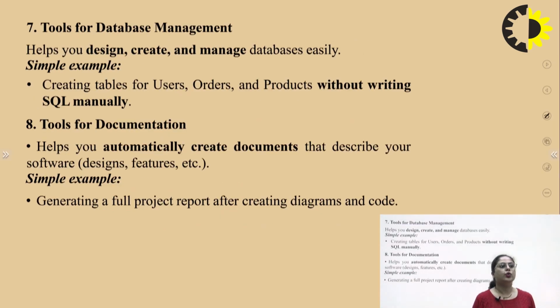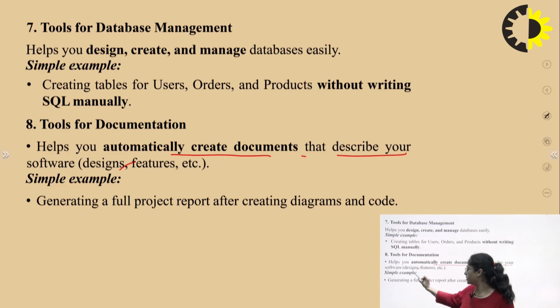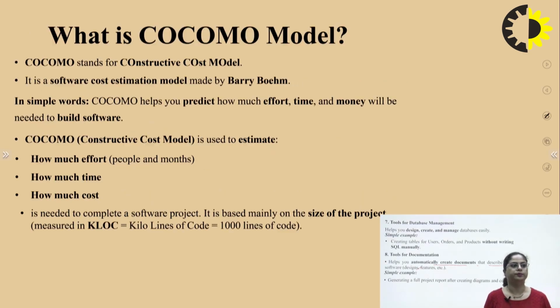Seventh is the tools for database management, which help you design, create and manage a database easily. For example, with SQL, creating tables for users, orders and products without writing SQL manually. Eighth, tools for documentation, help you automatically create documents that describe your software. A simple example is generating a full project report after creating diagrams and code.